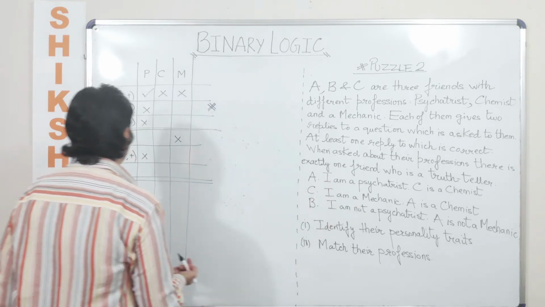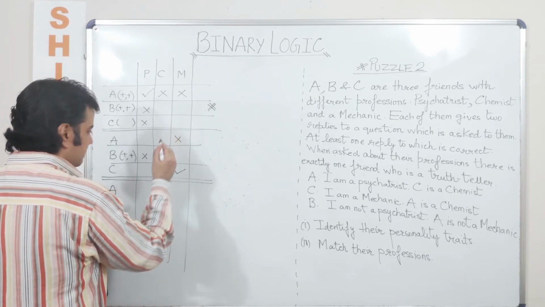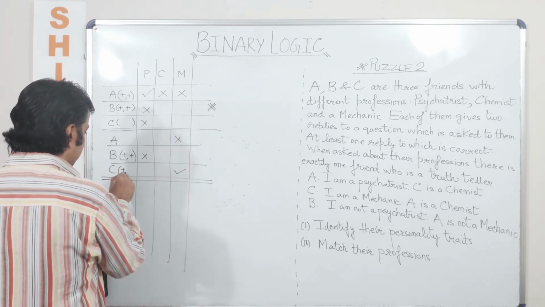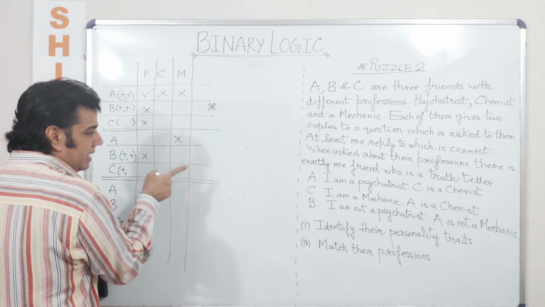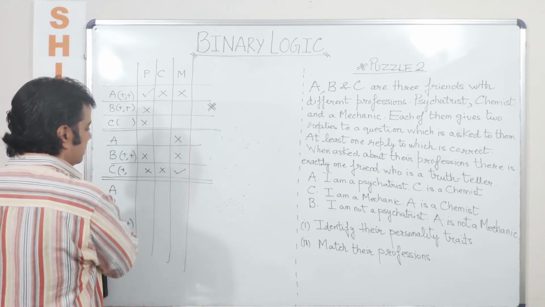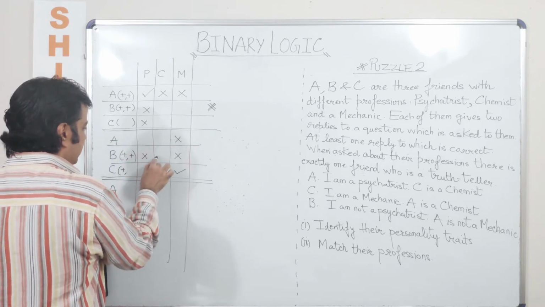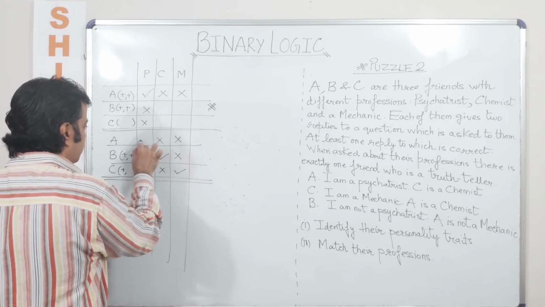C says what? I am a mechanic. So let us imagine that C is a mechanic and let us take his statement, this response, to be correct. I am a mechanic. So in that case, cross here and cross here. From here there is a possibility which we get for B and A both.